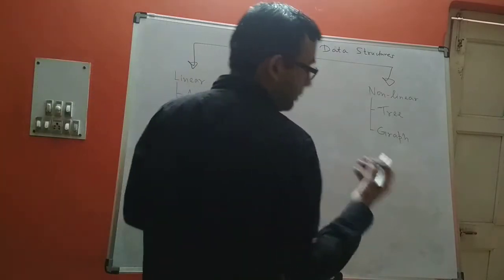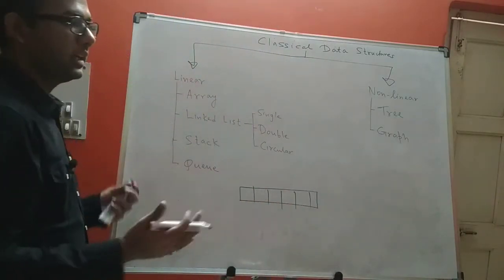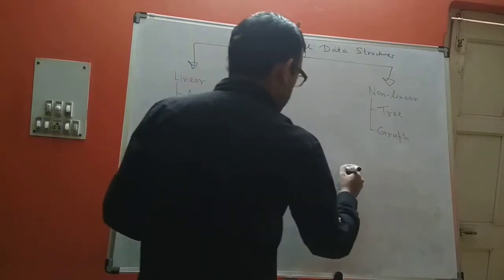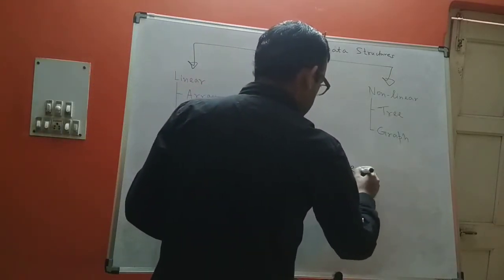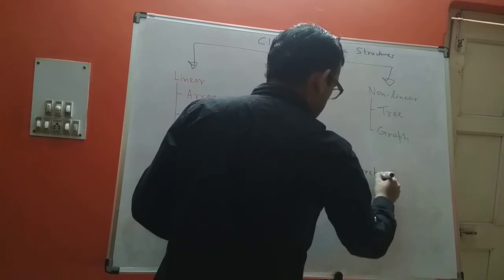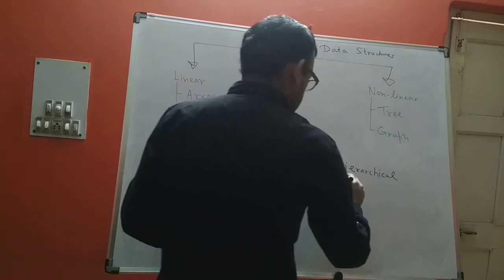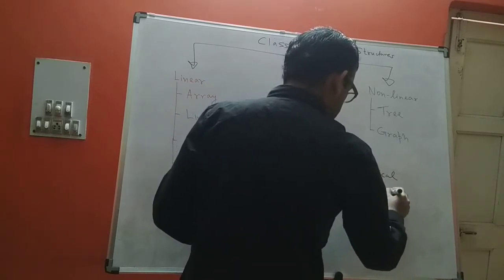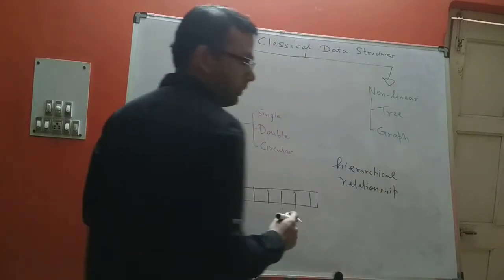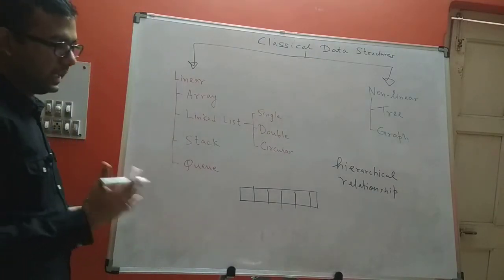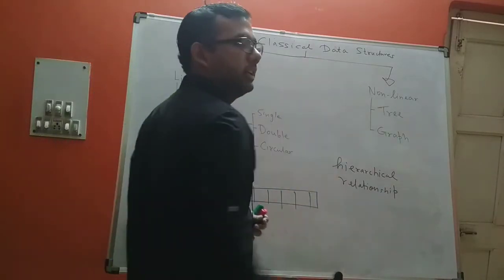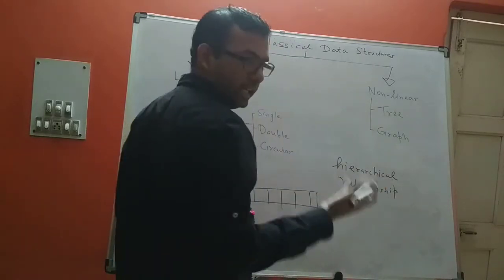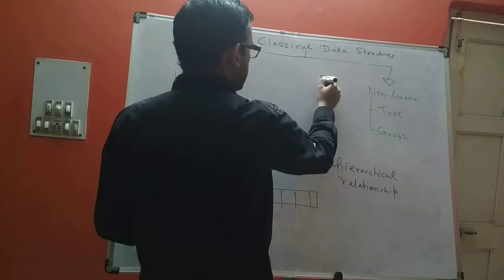But when your application requires your data to maintain a hierarchy among them, if you want to maintain a hierarchical relationship among your data items, then you would choose a nonlinear data structure. What do you mean by a hierarchical relationship? See, let's say the data that we have is something of this fashion.